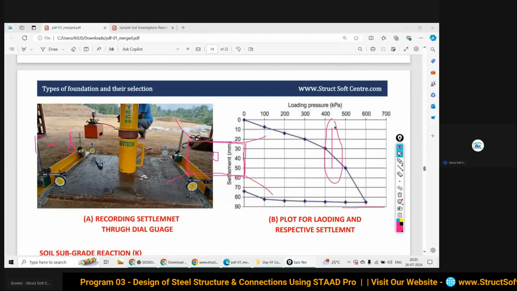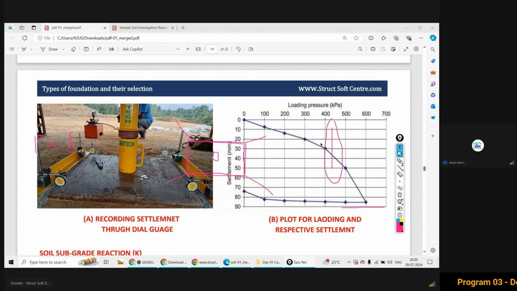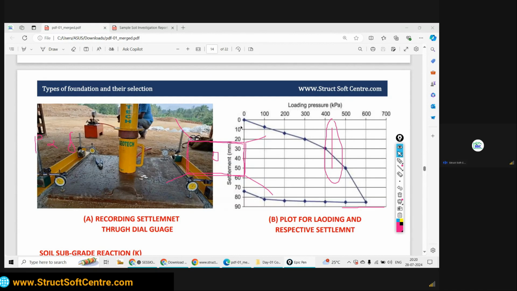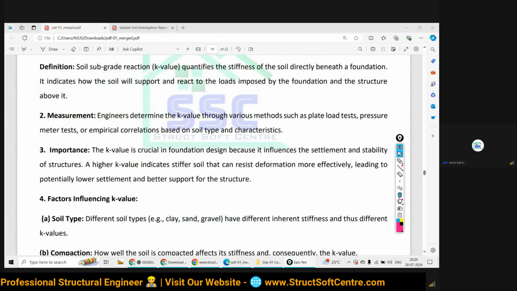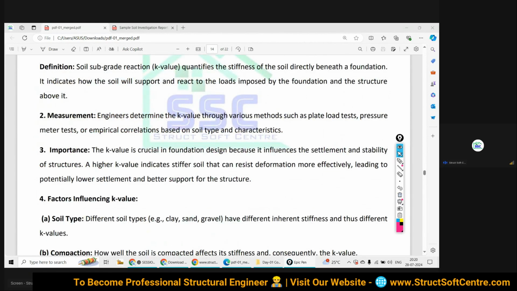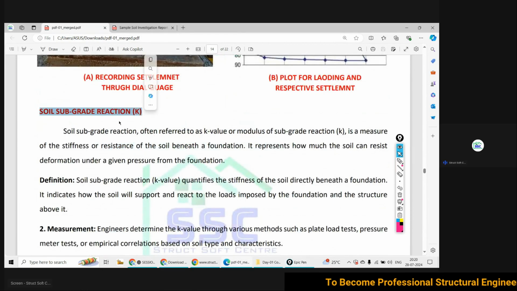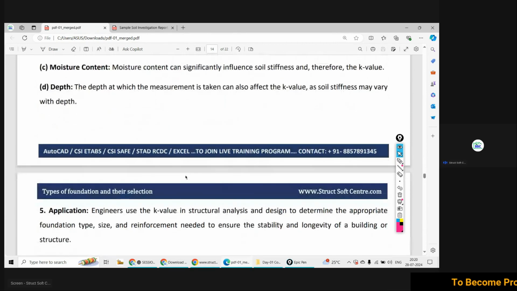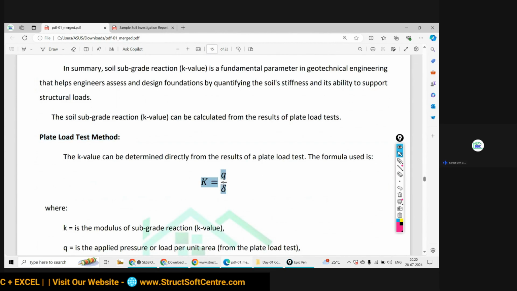So here as you can find from the graph, जैसे जैसे आप प्रेशर इंक्रीज करेंगे, your settlement is going to increase. In a similar way, it is going to continue. So actually we are going to do this plate load test, and this plate load test will help you to find out the soil subgrade modulus. Because to calculate the soil subgrade modulus, we are going to follow this equation. So this plate load test will help you do the calculation for the subgrade modulus.